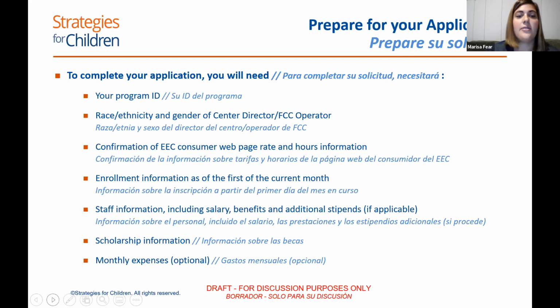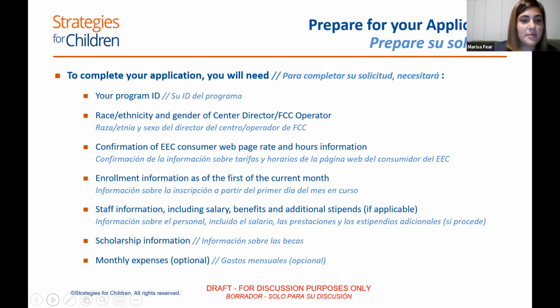The department is also asking for enrollment information as of the 1st of the current month. So if you apply for July as the first month of this grant, you would include your enrollment information as of the 1st of July. And this enrollment information will not impact your grant amount in any way. The grant amount is determined by licensed capacity. This is just important information for the department to collect on enrollment in programs.